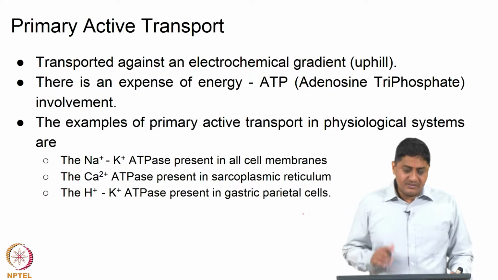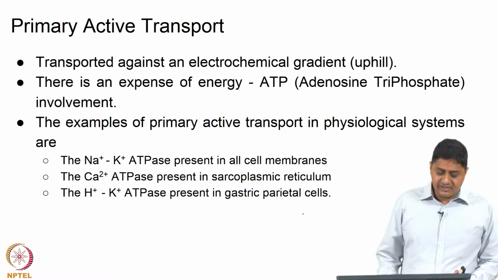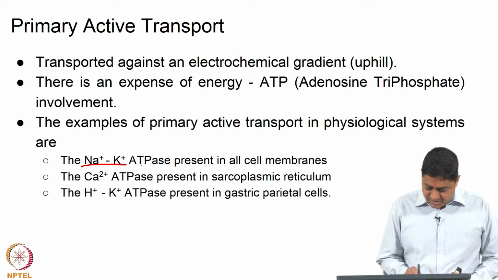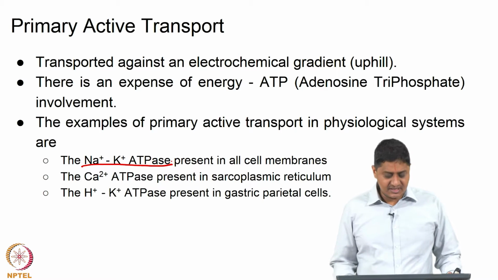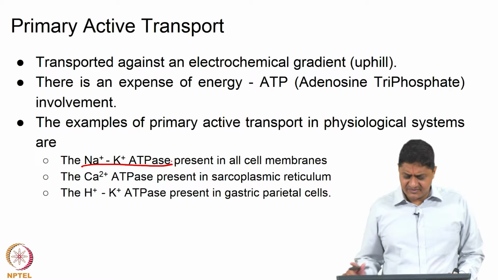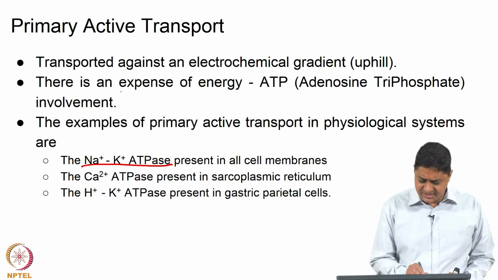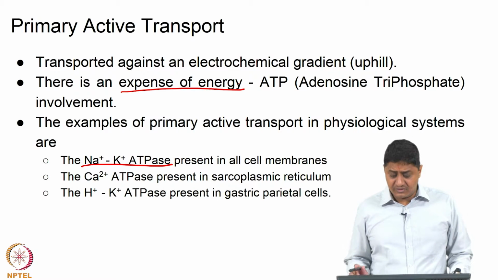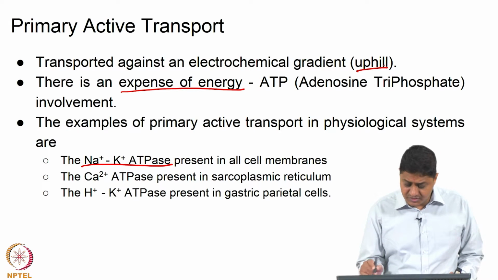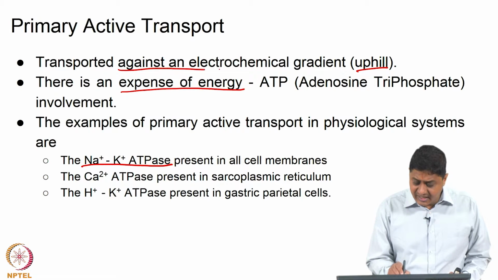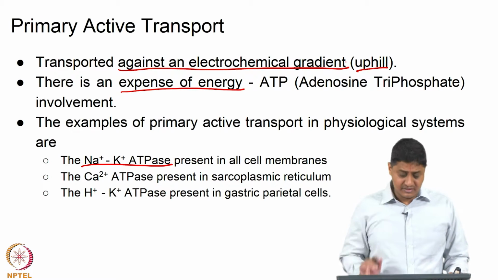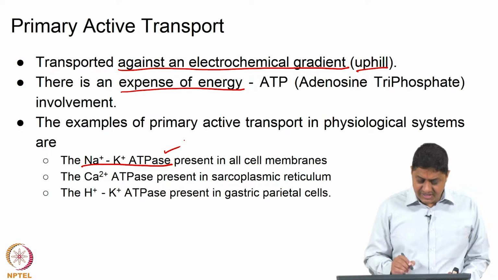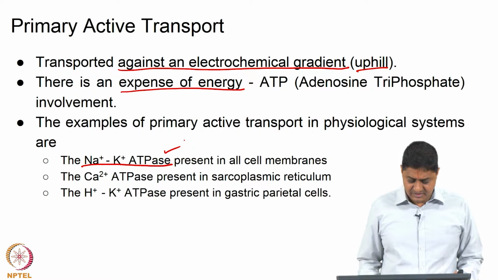So, an example of primary active transport is the case of sodium potassium ATPase that is present in cell membranes. In general, active transport involves an expense of energy, as we discussed some time ago, and the transport is usually uphill. So, it involves transport against a gradient. So, you have to go uphill. So, that means you have to spend energy. The classic example is the sodium potassium ATPase that we will see in the future slides.